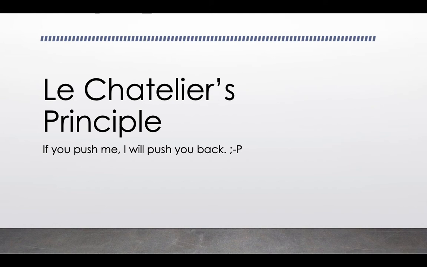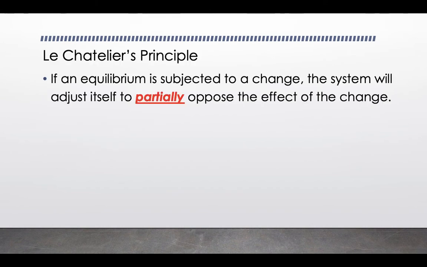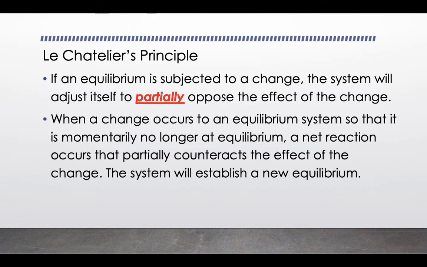Now, Le Chatelier's principle. It describes that when an equilibrium is subjected to a change, the system will adjust itself to partially oppose the effect of the change. What it means is that when you apply a change to an equilibrium system so that it's no longer at equilibrium, then a net reaction will occur that partially counteracts the effect of the change. So the system will reach a new equilibrium.